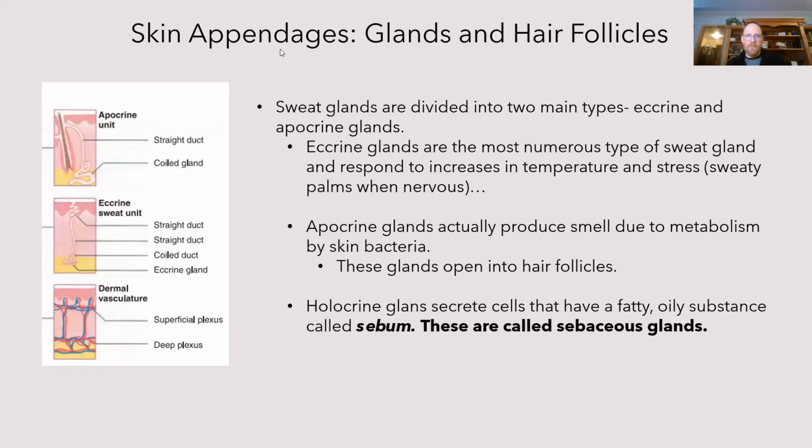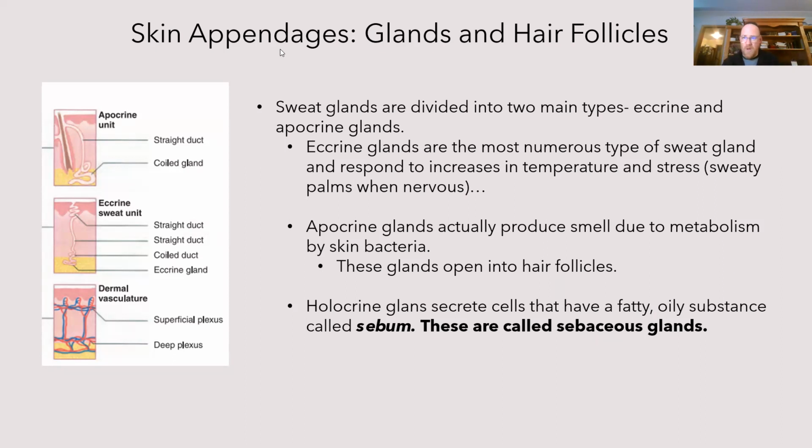So sweat glands, we've all got them. Sweat glands are divided into two types: eccrine glands and apocrine glands. Eccrine glands are the most common. They make up 80% of your sweat glands, and they respond to increases in temperature and stress. So obviously being outside when it's hot, that's self-explanatory.